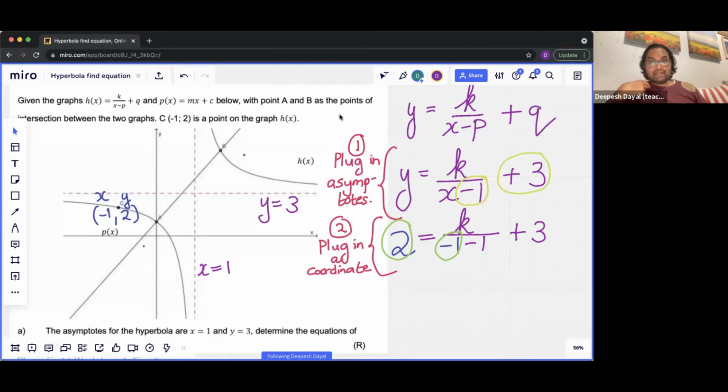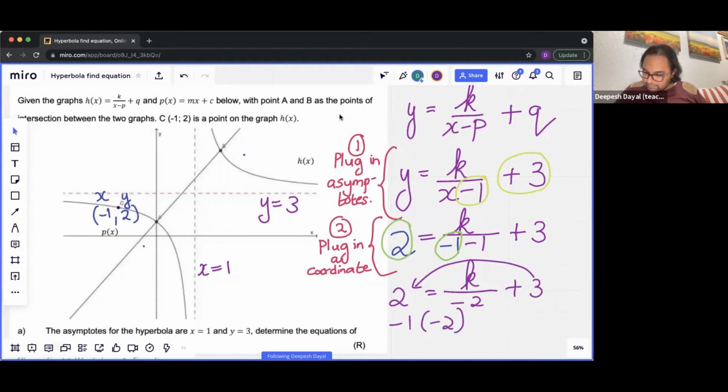So it has to be 2 then, but let's calculate it, right? So what I'm going to do, let's draw this in purple. So it's going to be 2 equals k over minus 1 minus 1, which is minus 2, plus 3. You take the 3 over, right? So it's minus 1 times minus 2 equals k. Therefore, k equals 2. Well done, everybody. That's great. So k is 2.